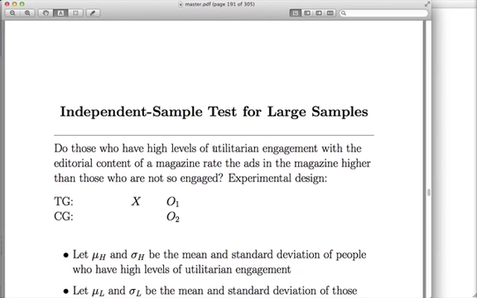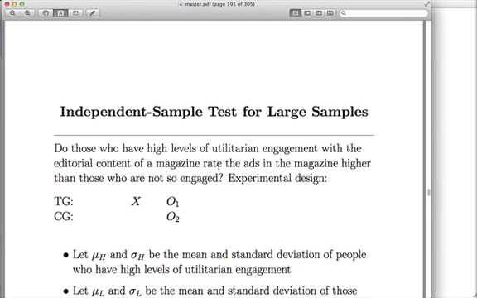So if you have this sense that this magazine is playing this key role in your life of giving you useful advice and showing you the right way to do things, does that mean that you're going to rate the ads in that magazine higher than somebody who doesn't have that utilitarian relationship with the magazine?